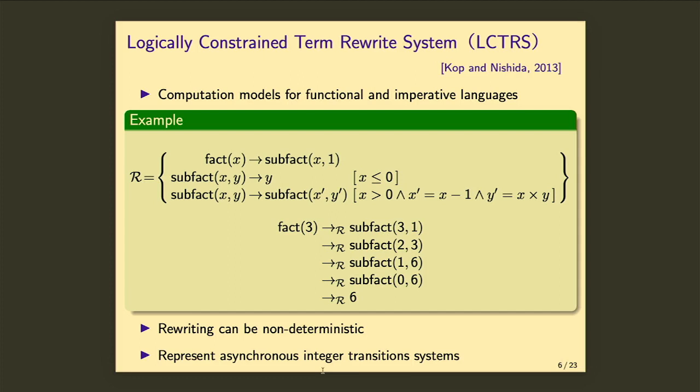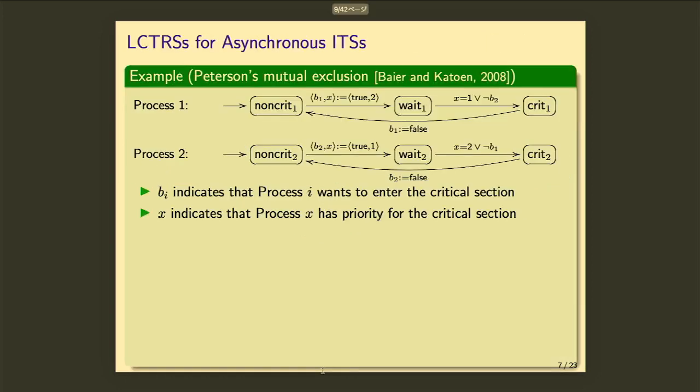And this example is deterministic, but rewriting can be non-deterministic. So LCTRS can represent asynchronous integer transition systems. So this is the example of an LCTRS for an asynchronous ITS. The example is Peterson's mutual exclusion, and there are 2 processes, process 1 and process 2, and they keep transitioning between 3 states, non-critical state, waiting state and critical section. And they share Boolean variables B1 and B2 and integer variable x. And Bi indicates that process i wants to enter the critical section, and x indicates which process has the priority for the critical section.